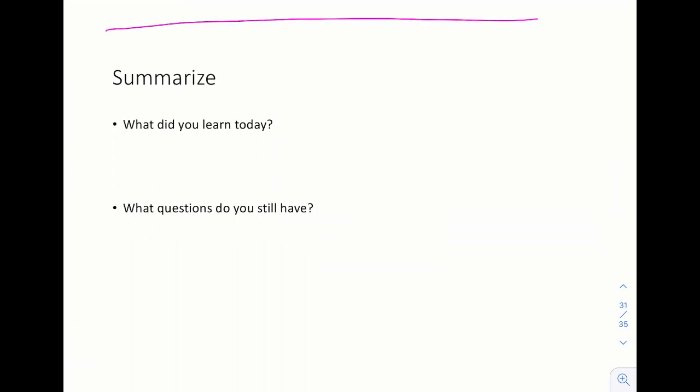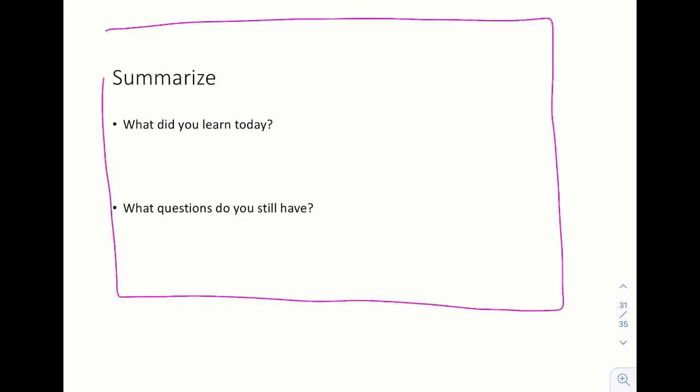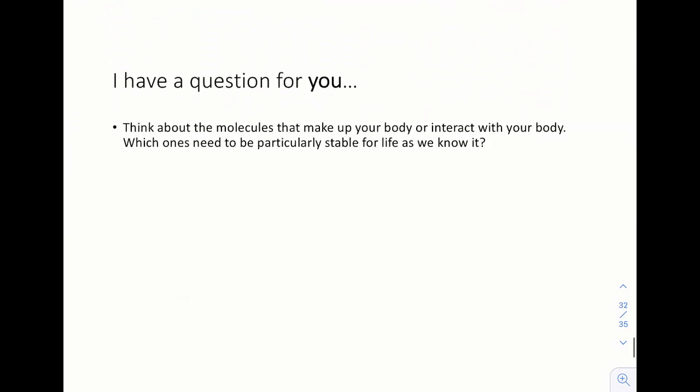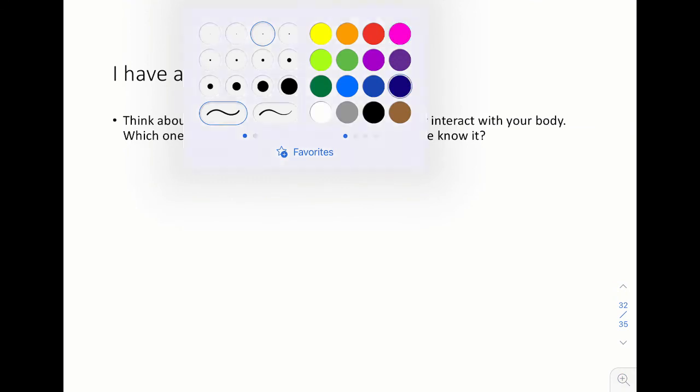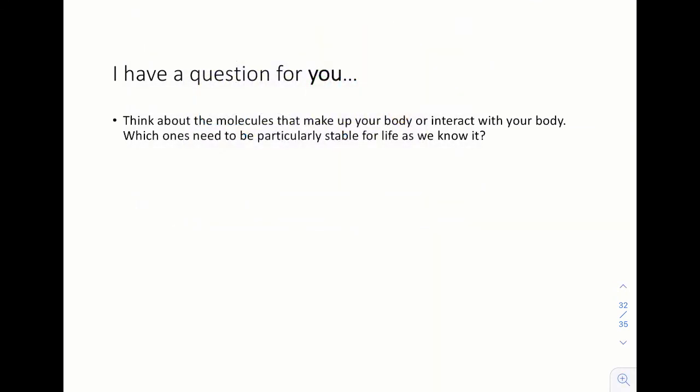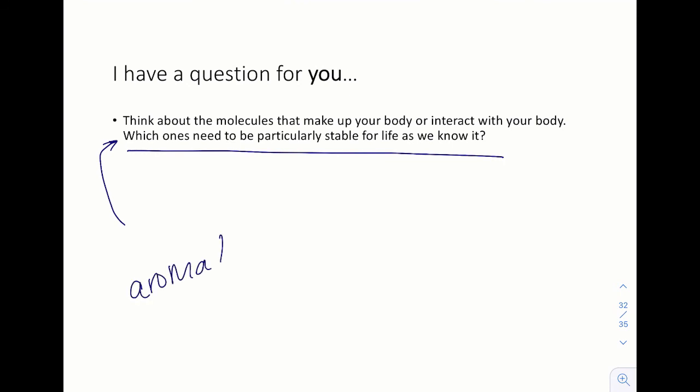Take some time to summarize, write down what you learned today and what questions you still have. And then revisit this question. So think about the molecules that make up your body or interact with your body. Which ones need to be particularly stable for life as we know it? And how do you think that those molecules possess that stability? Perhaps some of them are aromatic.